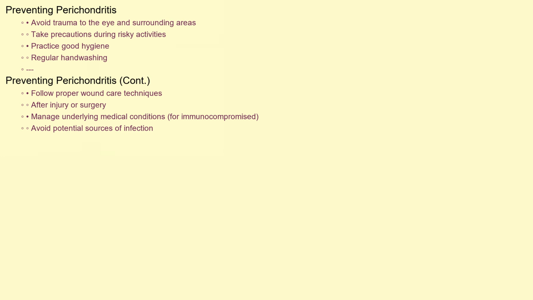Preventing perichondritis mainly involves avoiding trauma to the eye and surrounding areas. This includes taking precautions during activities that could lead to injury, such as sports or work that involves potential eye hazards. Practicing good hygiene, such as regular hand washing, can help prevent the introduction of bacteria. Following proper wound care techniques after any injury or surgery is also essential to minimize the risk of infection. For individuals with compromised immune systems, managing underlying medical conditions and avoiding potential sources of infection are crucial preventive measures.